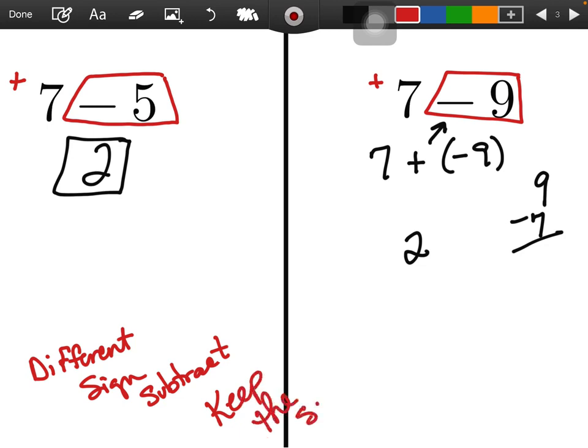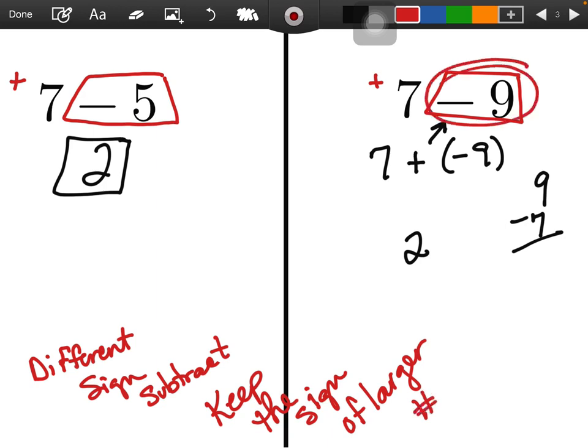Keep the sign of the larger number. Okay, so the larger number is my 9. My 9 is negative, which means my solution must be negative. Okay, let's do another one.